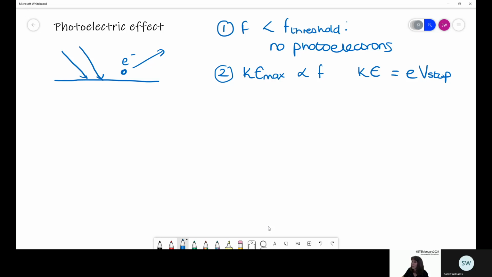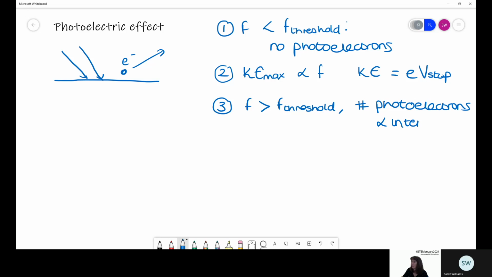So the final observation was that if f was greater than the threshold frequency, then the number of photoelectrons depended on intensity. So if you had higher intensity incident light, you would get more photoelectrons being released. And I'll now discuss why this model isn't really consistent with the classical wave model of light.